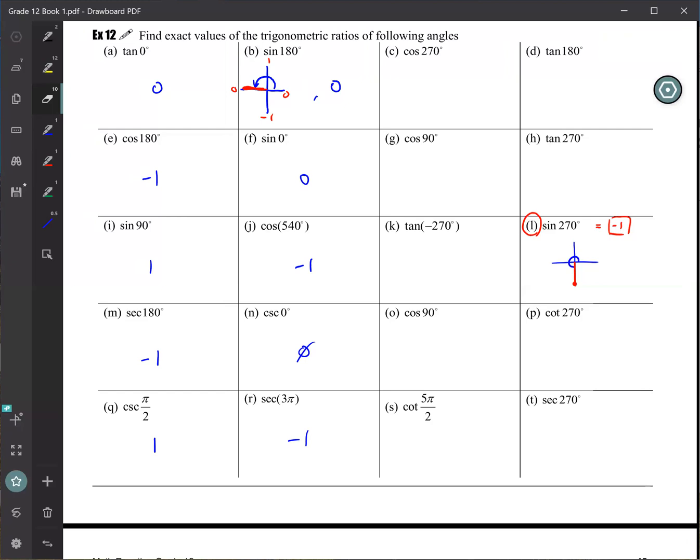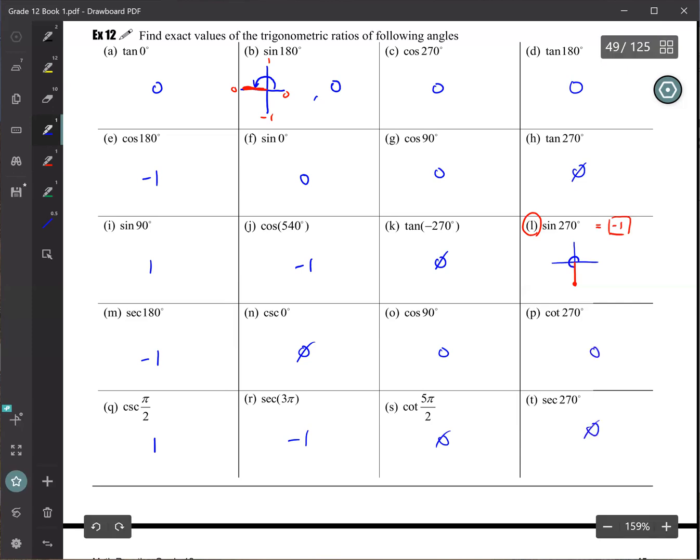Tiana, can you tell me your next column? Cosine 270 is 0. Cosine of 90 is 0. Tangent of -270 is undefined. Cosine of 90 is 0, the same question there. And cotangent of 5 pi over 2 is undefined. Does anybody get something different here? We all agree. Next column, last one. Trudy, can you tell me yours? I got 0, undefined, -1, 0, and then undefined. Anyone got different? So we're all good, no questions?